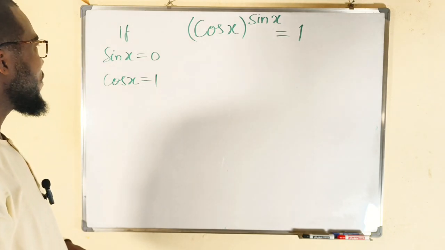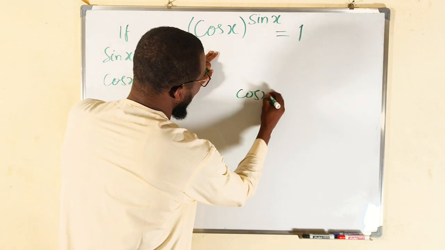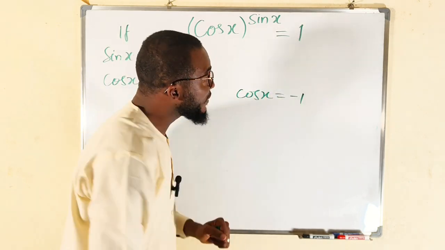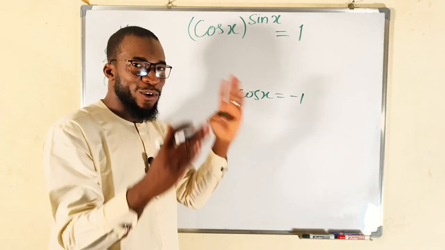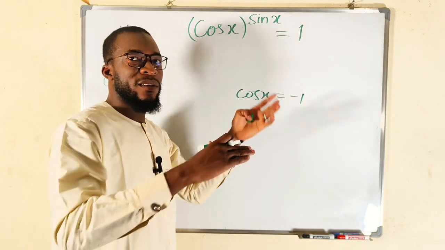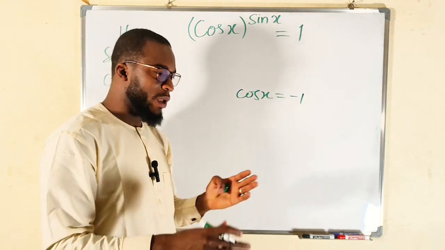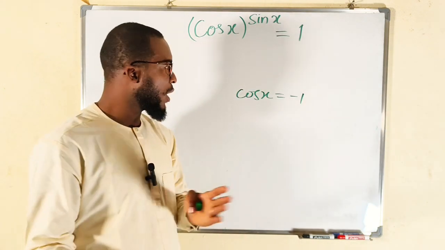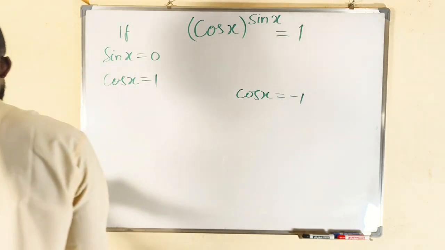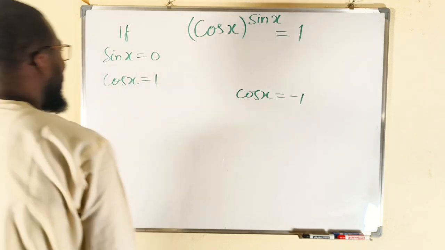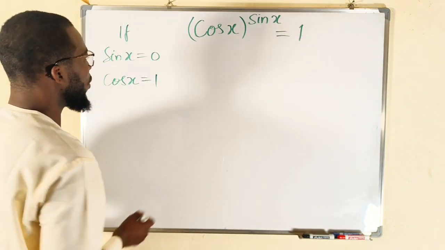Another way is when the base is negative 1, that is when cosine x is equal to negative 1. But this time around, the exponent has to be even. And you know that from the domain, this cannot exceed 1 and it cannot go below negative 1. So the domain is between negative 1 to 1. Therefore, we are not going to consider this case. So these are the two cases we have, and we are going to provide a solution to these two equations separately. Let's start with the first one.